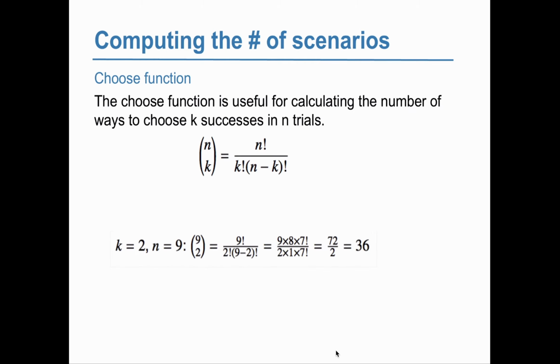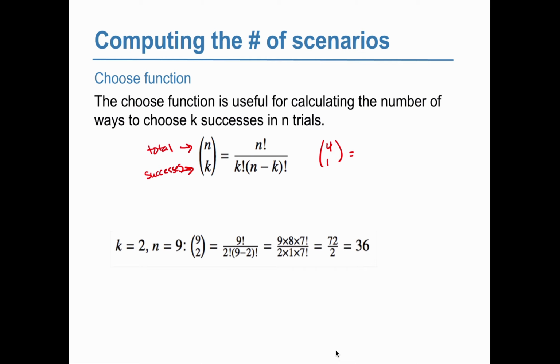So instead, we use the choose function. The choose function is useful for calculating the number of ways to choose k successes in n trials. So n is your total, and k is your number of successes. For the previous example, we want to do 4 choose 1. Your formula is n factorial over k factorial times n minus k factorial.